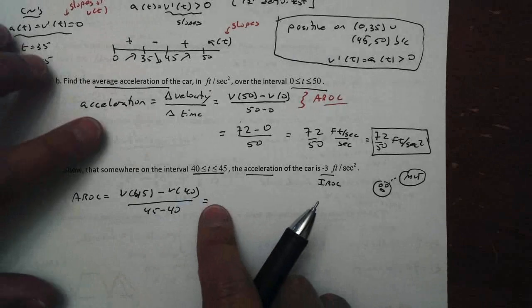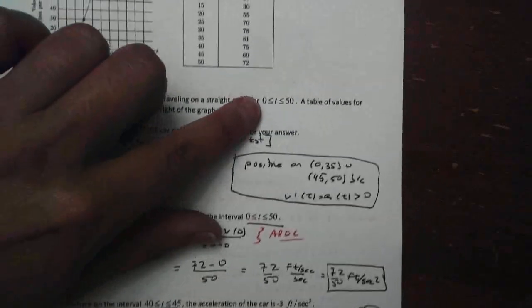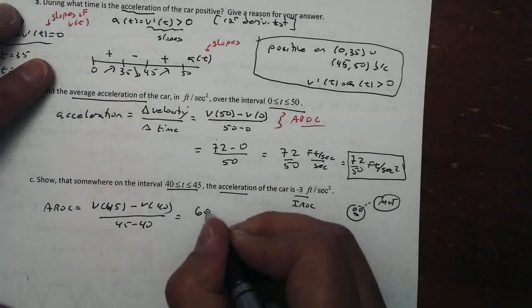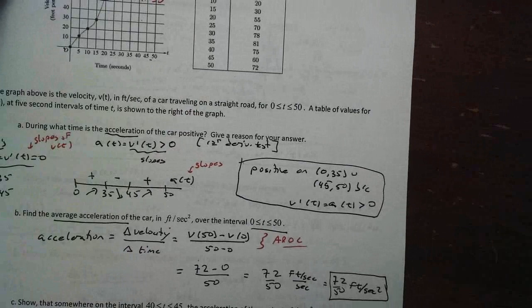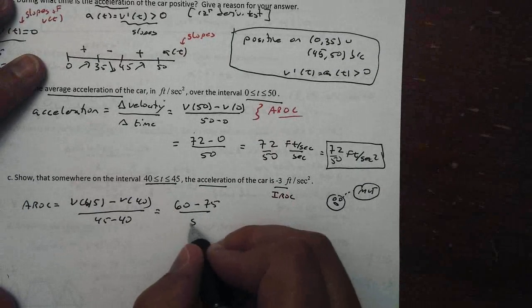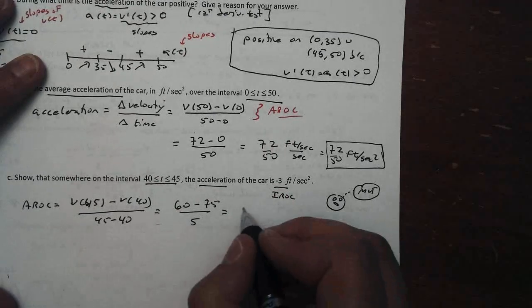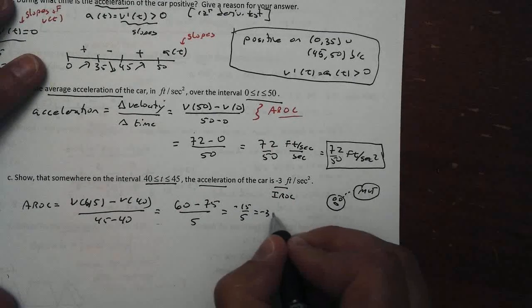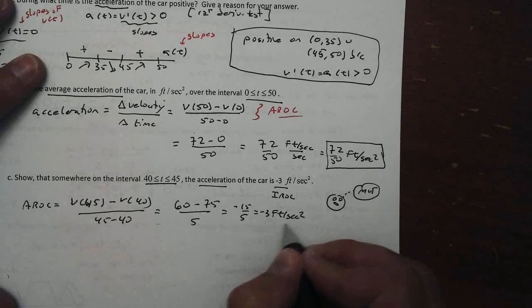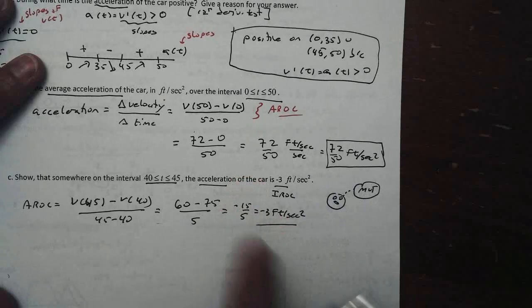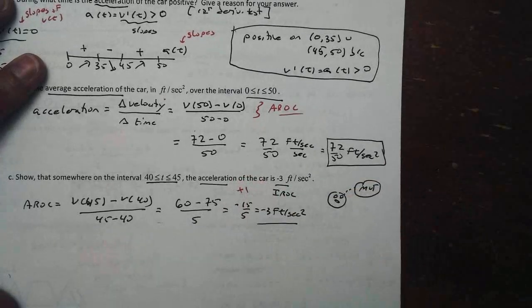Well, what's my velocity at 45? If I go up here, there it is, it's 60, minus my velocity at 40, 75, and I'm going to divide that by 5. Oh, would you look at that? I get negative 15 over 5, which is negative 3 feet per second squared. Now, are they the same? Yes, but we're not done. You only get like a point for doing this. Now we've got to answer it.